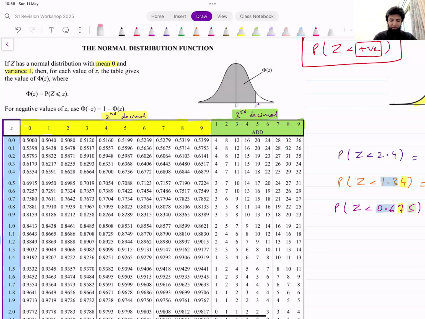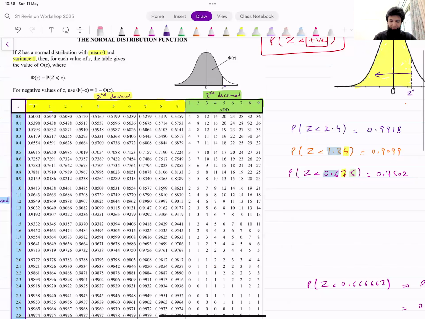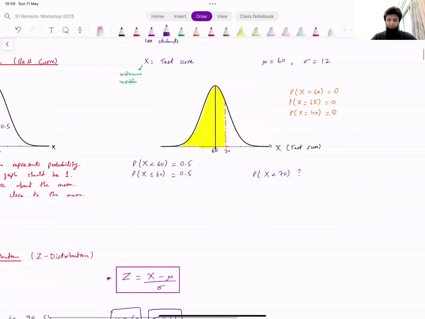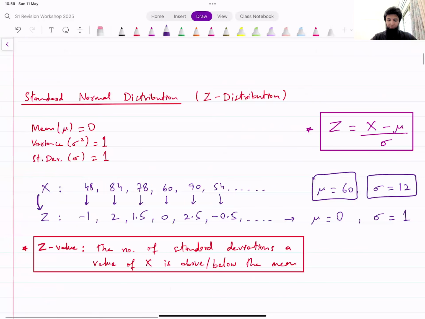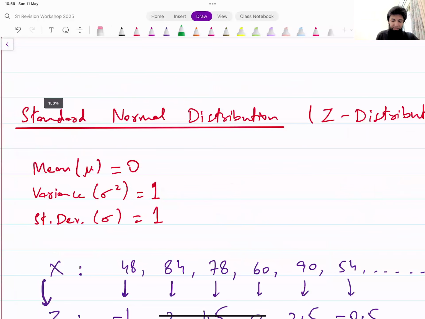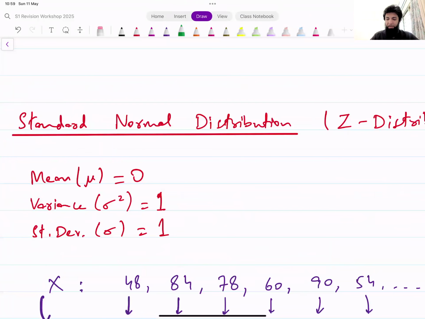Now, once you understand how to read the table, let's go back there and understand how to find those probabilities. Now, remember that table that you're given, that is only for this one standard distribution where the mean is 0 and the standard deviation and variance are 1. Now, you could have many different types of data sets in which the mean could be anything, the standard deviation could be anything. The table is only for one specific case where the mean is 0 and the standard deviation is 1.